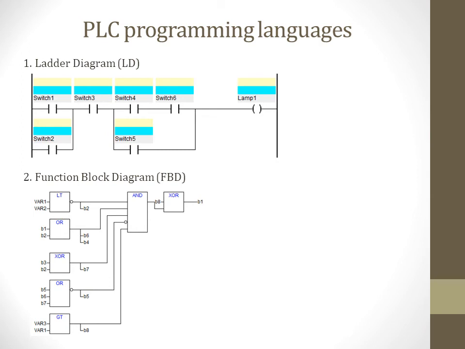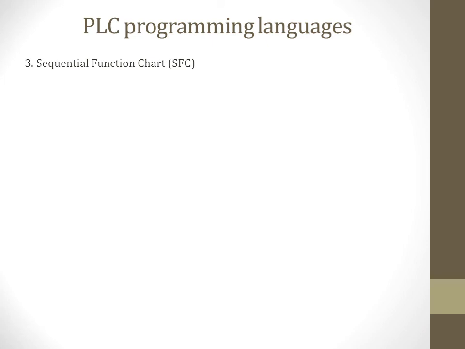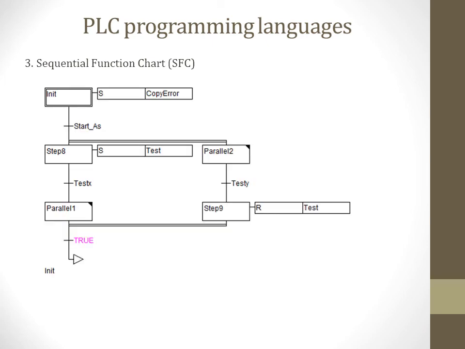The next graphical programming language is functional block diagram or FBD. This picture gives us more information about the FBD language. It looks like digital circuits from electronics. The next language is sequential function chart. This picture shows more information about this language, and we will discuss it in our next lectures.